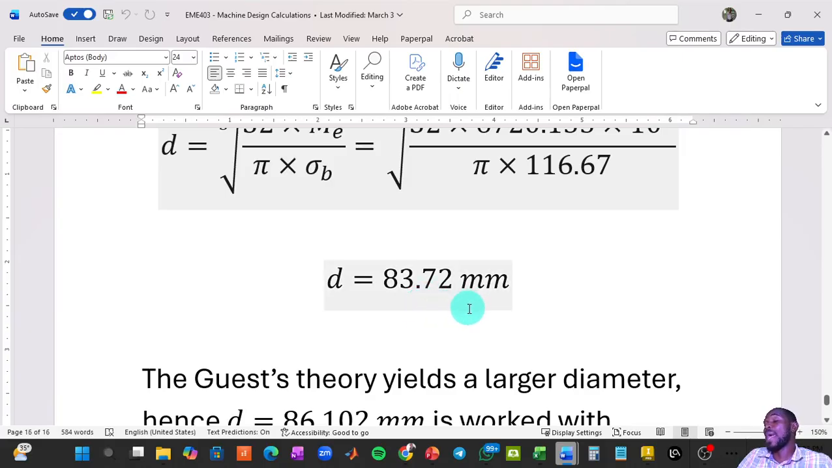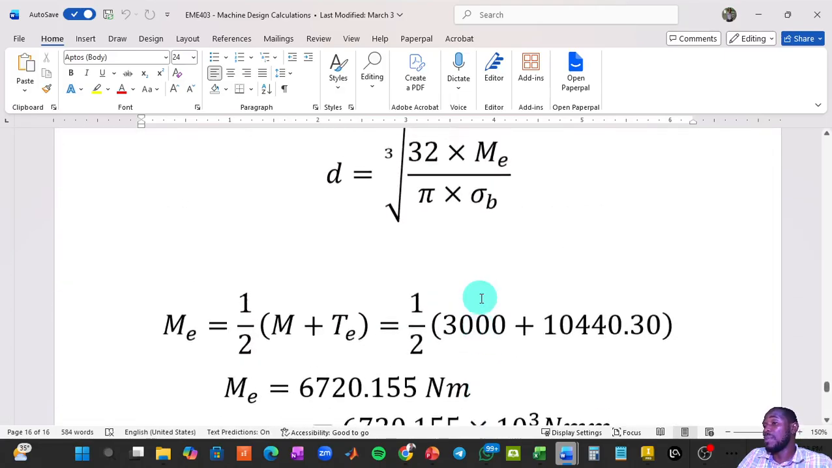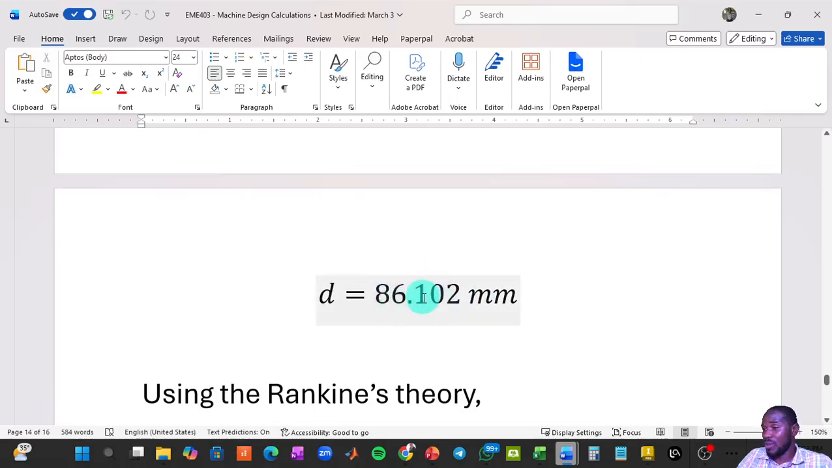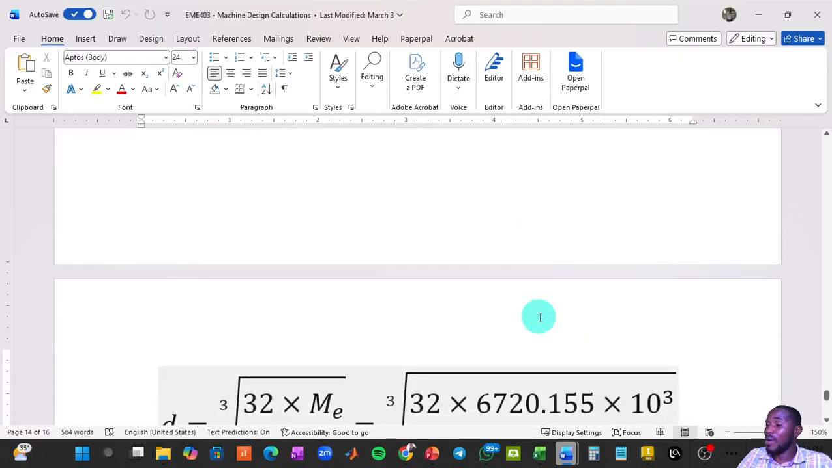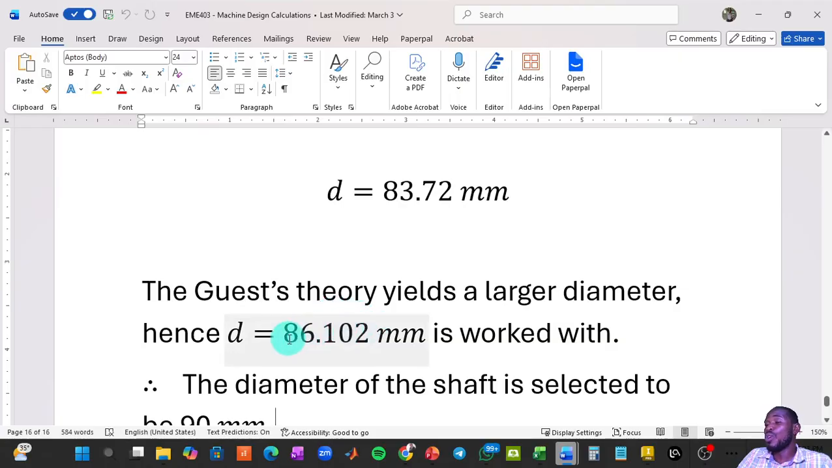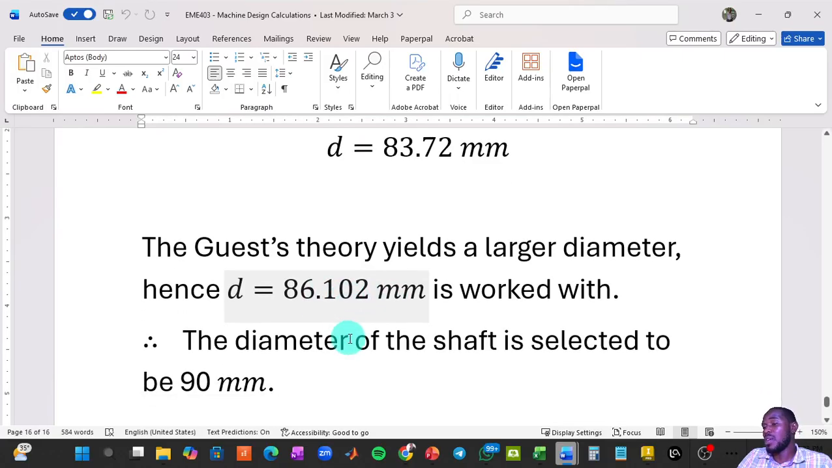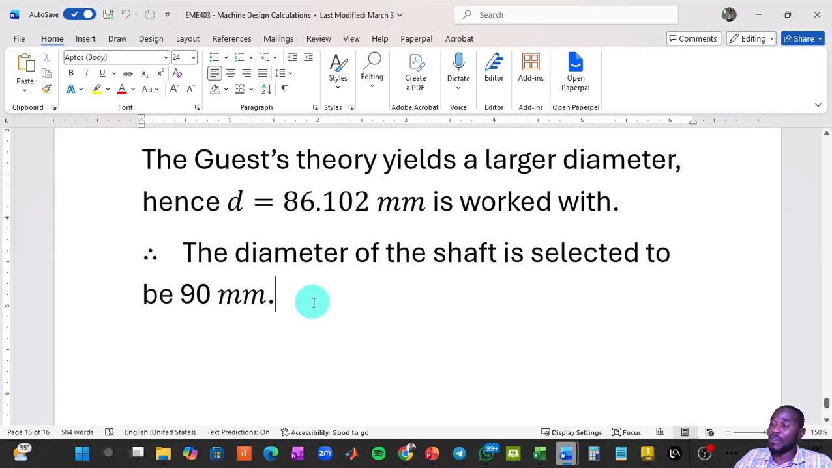So we decided to compare. The Rankine theory, which is the maximum normal stress theory, gave us a value of 83.72 millimeters. The maximum shear stress theory, or the Guest's theory, gave us a diameter of 86.102 millimeters, and our choice was to go with the larger diameter. That's the standard practice, right? And so we took that, but we had to select then which was the next highest standard diameter to this one, which was 90 millimeters, and that was the diameter of the shaft selected.